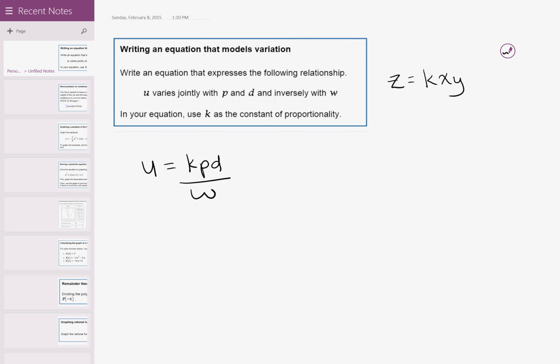And here we're asked to write an equation that expresses the following relationship. We aren't given any values, and I've already done it. Right? So this is a definition question, straight up. This is the joint variation, and this is the inverse variation.